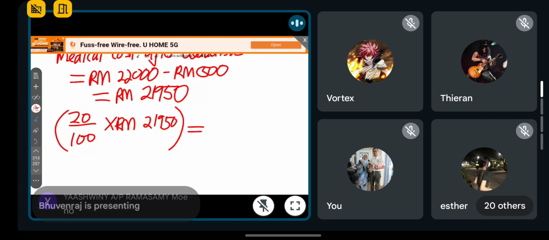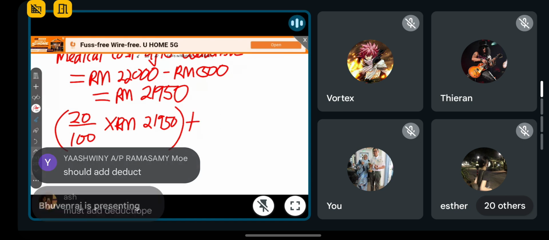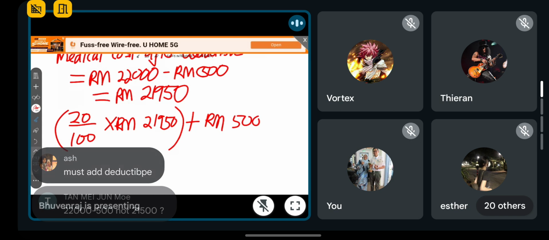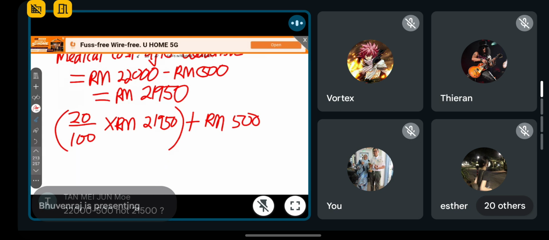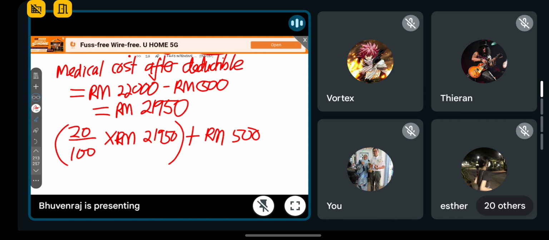Very good. What must I add, guys? Apa kena tambah? For policy holder. Very good. Okay, so remember, pemegang policy tu selalu kena bayar deductible. Yeah, correct, Mejun. Thank you.